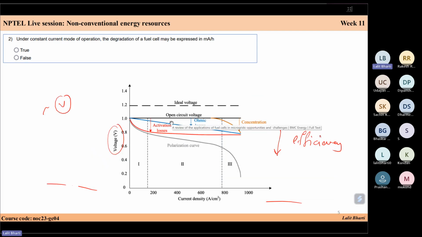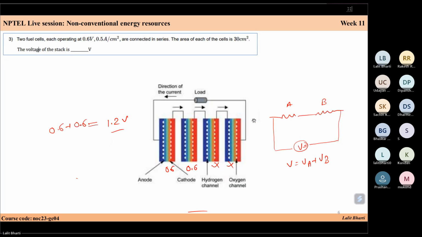Then we have the second question. It says that under constant current mode of operation, the degradation of a fuel cell may be expressed in mAh.